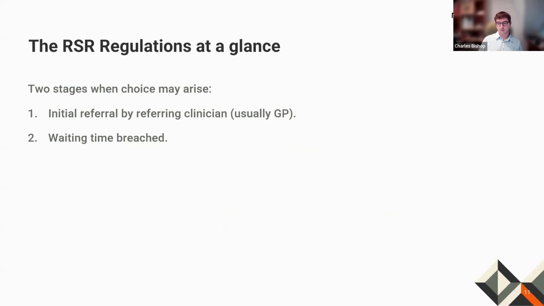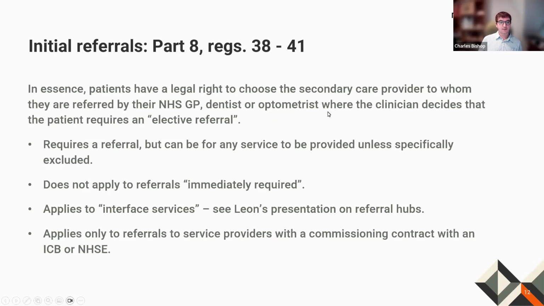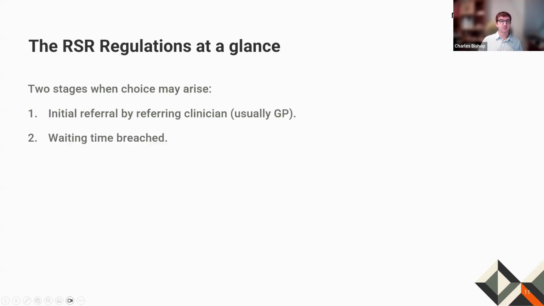So at a glance, because we don't have lots of time, and because Leon is going to be going into this in a bit more detail and looking at how these rules operate in some common sets of circumstances, I'm just going to briefly go through how the patient choice rules work in secondary care. You have two stages when the choice might arise. First is initial referral by a referring clinician. So you've gone to your GP and the GP says, I'm going to refer you to see, say, an ear, nose, throat surgeon, and you have a choice at that point where you go. The second choice is where the standard waiting time required for that service has been breached. There's another choice that becomes available at that point.